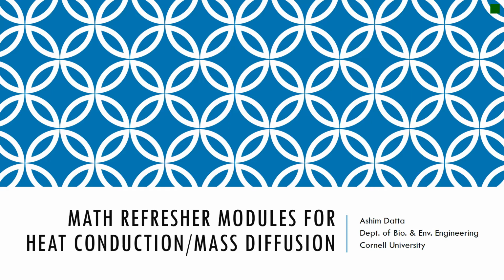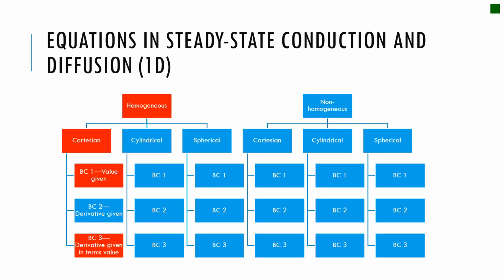This short module is in a series intended to help recap the math that might have been done a year or two earlier before taking an undergraduate course in heat conduction or mass diffusion. This particular module will solve the homogeneous heat conduction equation in 1D in Cartesian coordinates, with a value given as the boundary condition on one end, but a different boundary condition where the derivative is given in terms of the value on the other end.